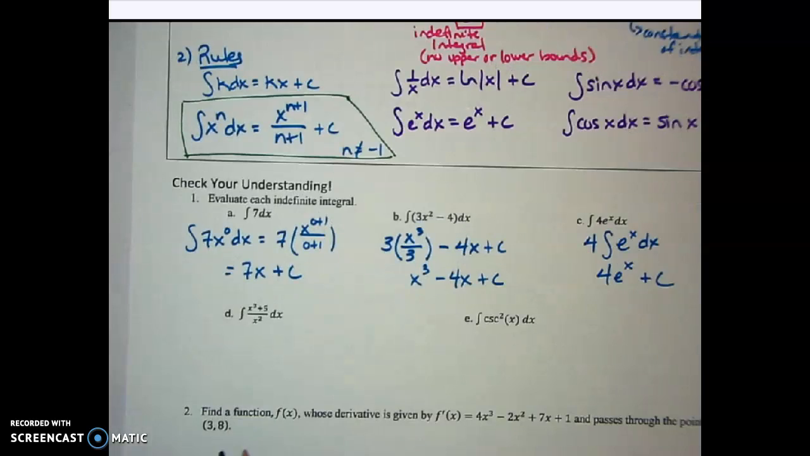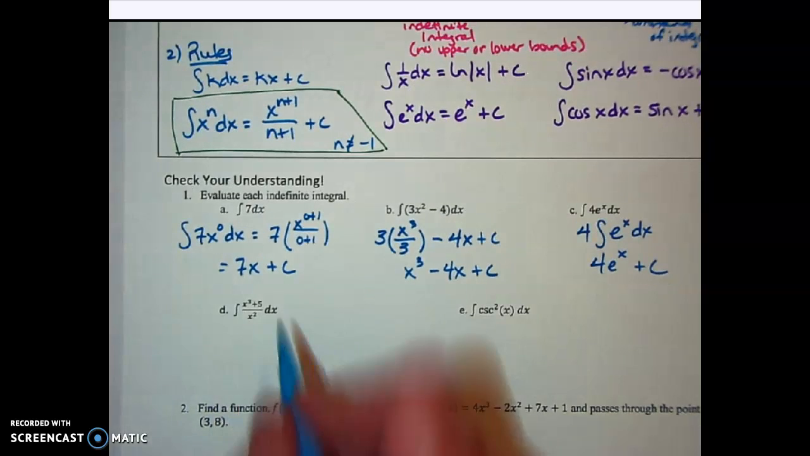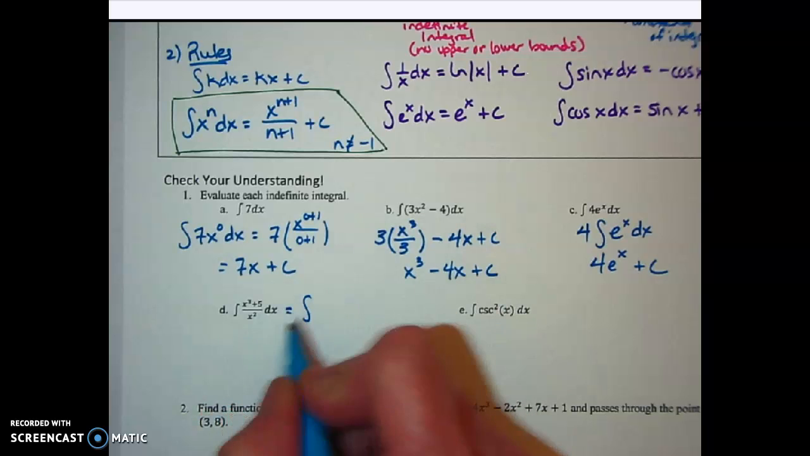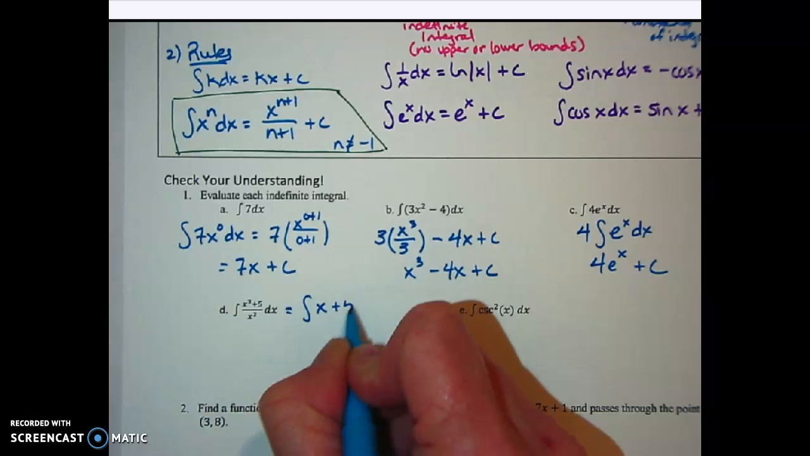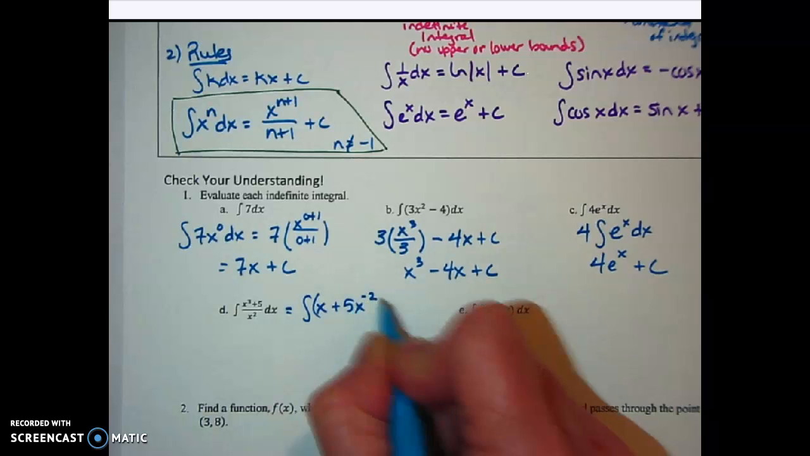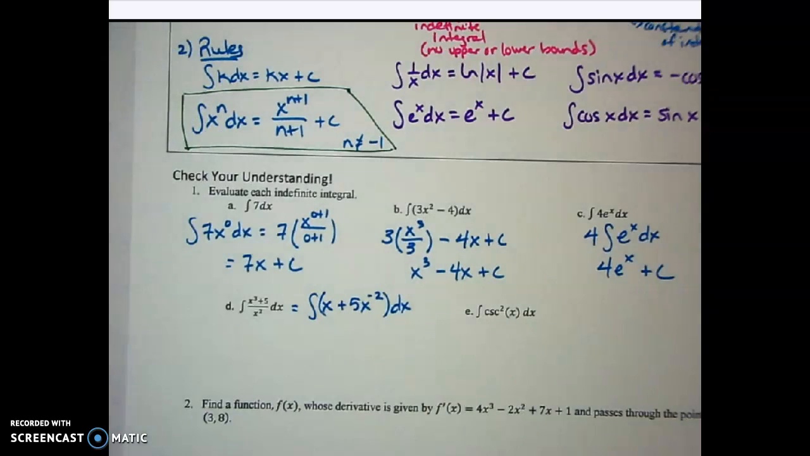We do not have a chain rule in integration. So we would have to first simplify this. We would have to write this, divide that in. We would get x plus 5x to the negative 2 dx. Now go ahead and find the integral of that, please.